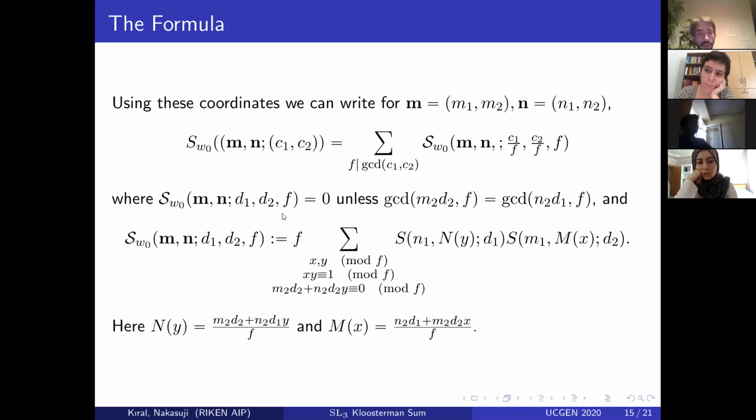And this M2D2 congruent plus N2D2Y wouldn't be equal to 0 modulo f unless this GCD condition was satisfied. Because this y is relatively prime to f, this is the only way.